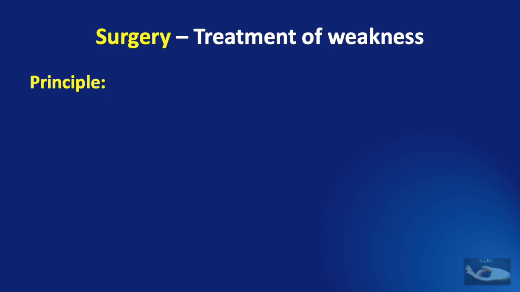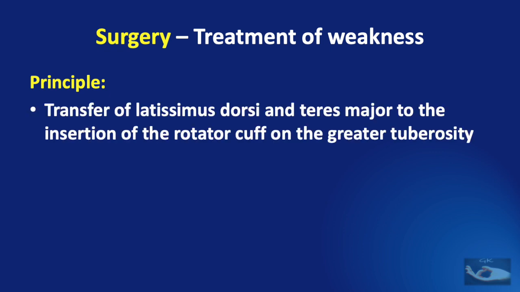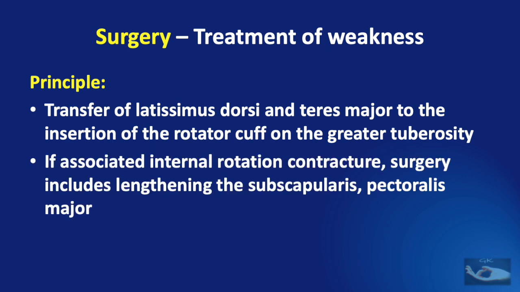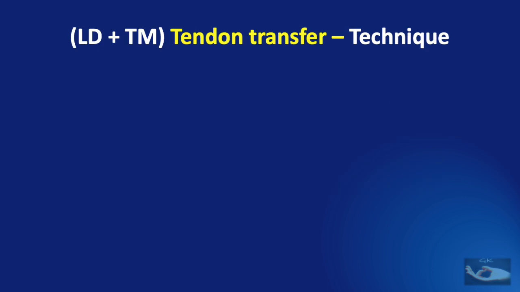The basic principle I follow for this surgery is the transfer of latissimus dorsi and teres major to the insertion of the rotator cuff on the greater tuberosity. This insertion might be modified according to the need of the patient. If there is associated internal rotation contracture, surgery includes lengthening the subscapularis and the pectoralis major muscles. We shall now see the technique of the latissimus dorsi and teres major tendon transfer.